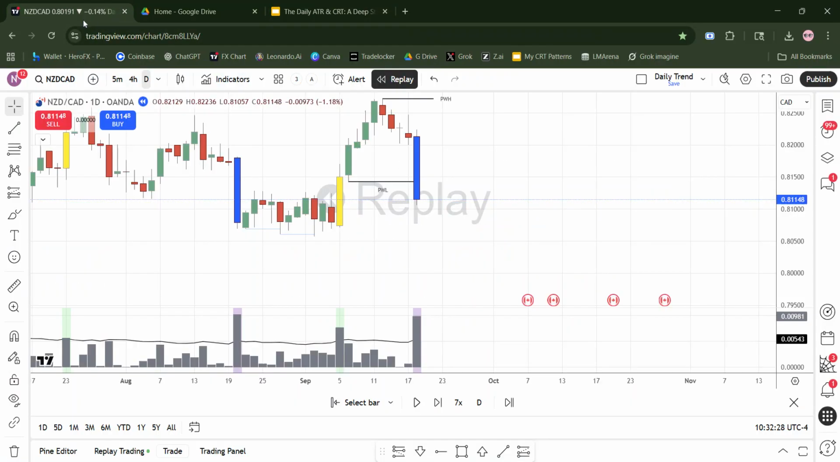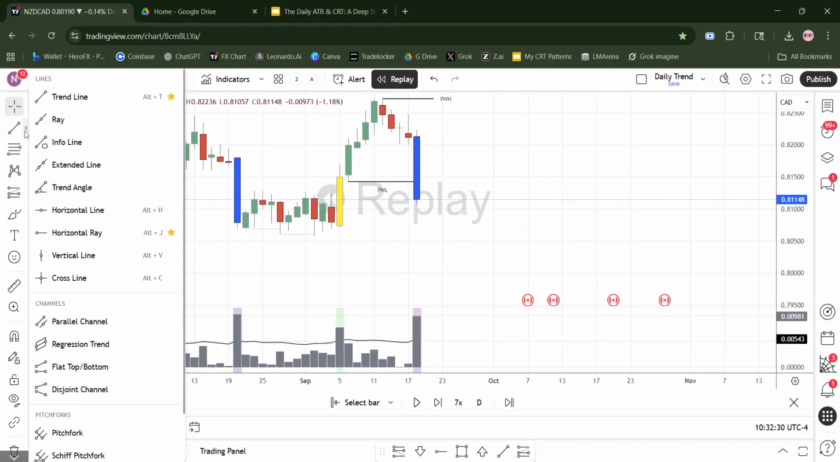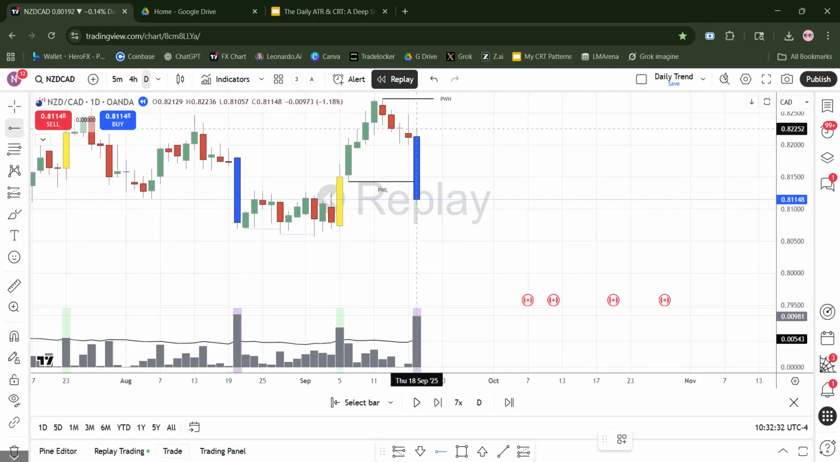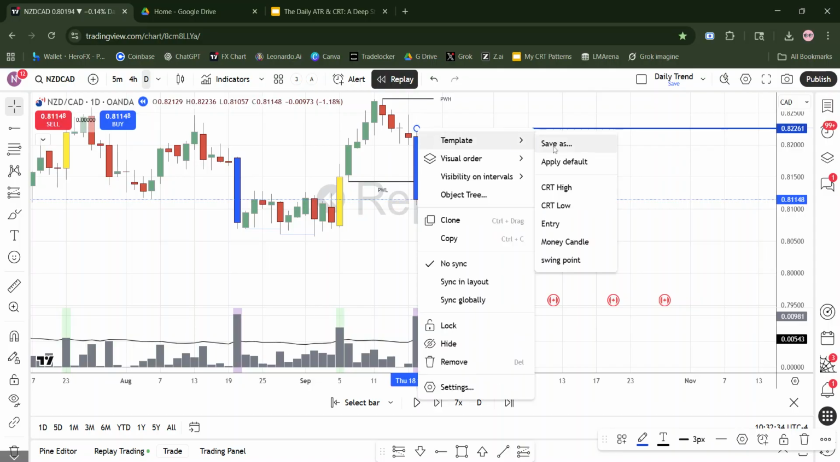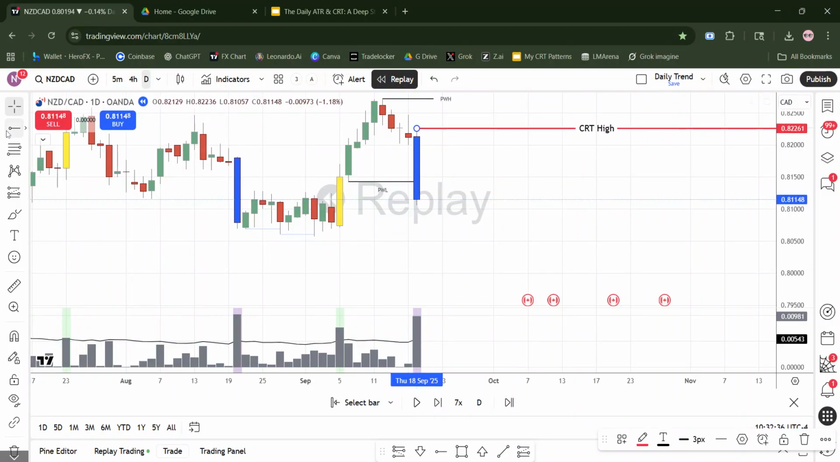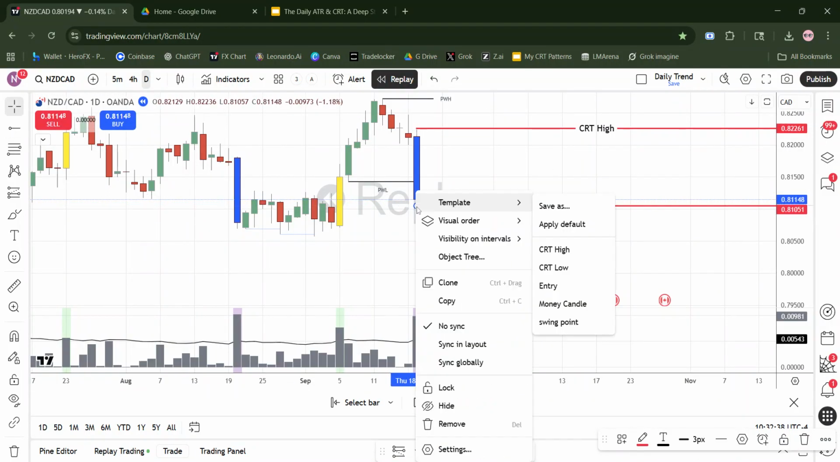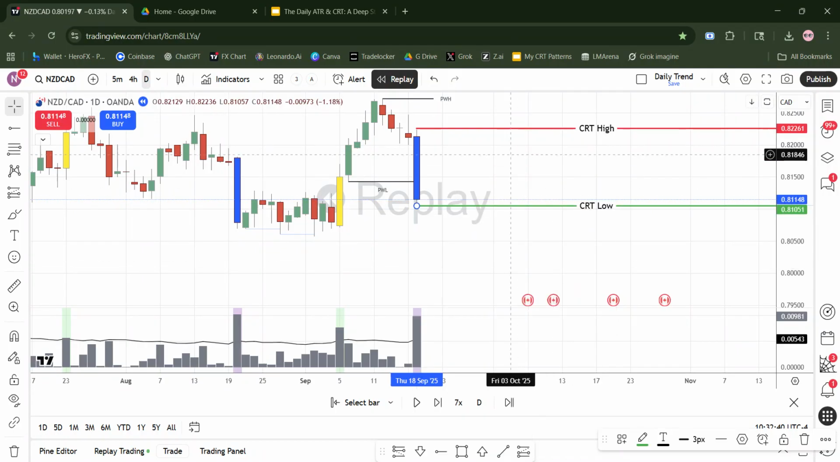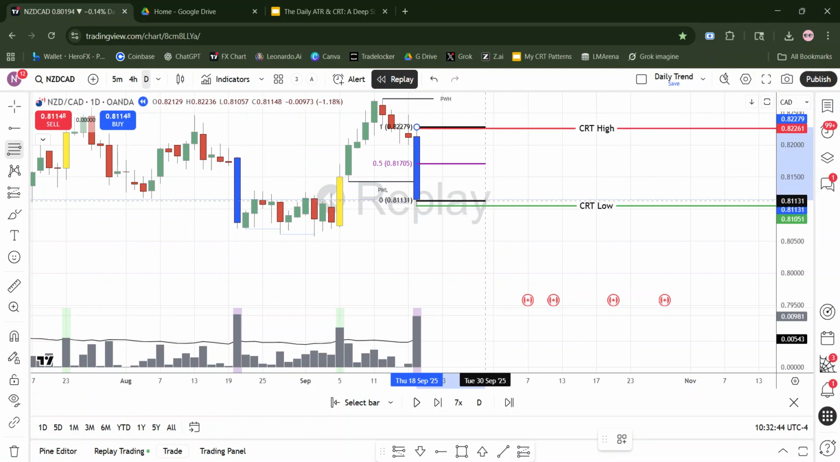Mark the high and the low in the middle. So I'm going to do that now. I mark the high. I mark the low. And the middle. To mark the middle, I'll just use a fib. It's 50%. There you go. That's my take profit level.